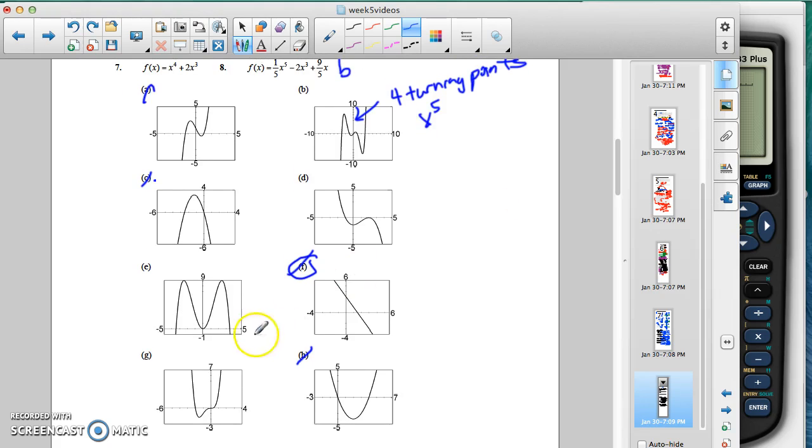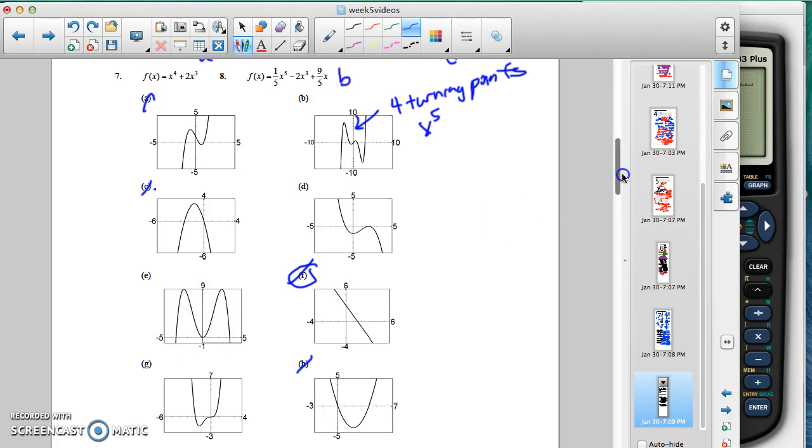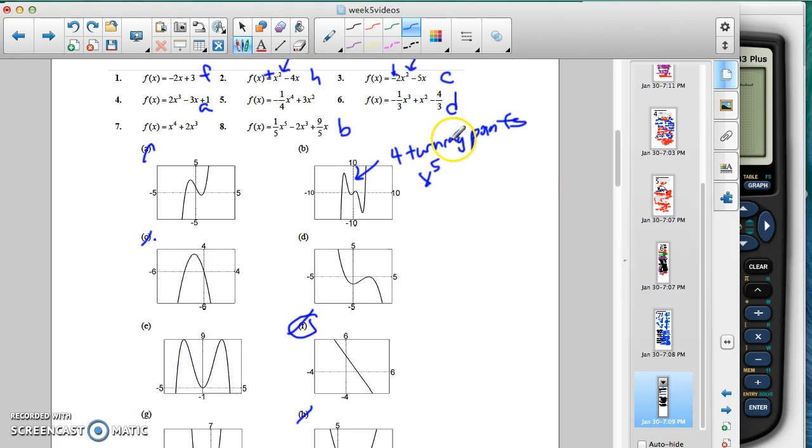And this is even, has symmetry. That means all the powers have to be even in it because it has y-axis symmetry. So we only have 2 choices here. We have 7, which has a power of 4 and a power of 3, and this one has a power of 4 and it has a power of 2. So this one's an even one, so this is going to be E because it has symmetry.